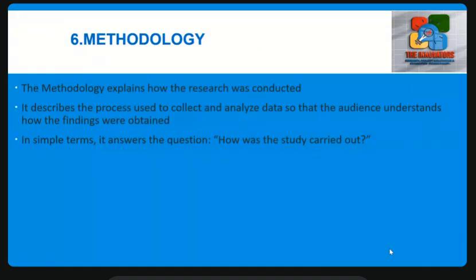Let us move to the sixth part, which is the methodology. This is a very critical part when writing an abstract for scientific publication. The methodology shows how the researcher conducted the research. It describes the process used to collect and analyze data, so that the audience or reader understands how the findings were generated and obtained. In simple terms, it answers the question how this study was carried out.